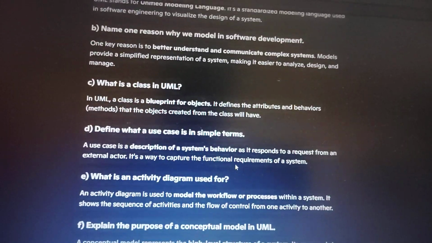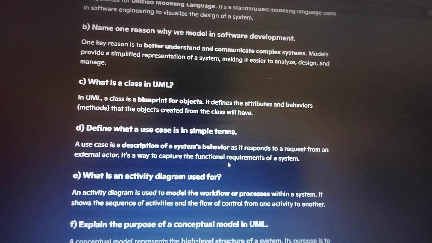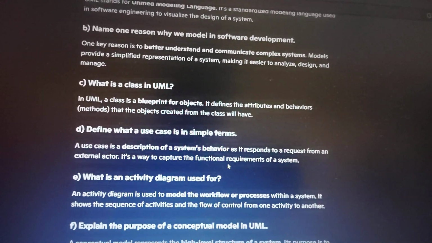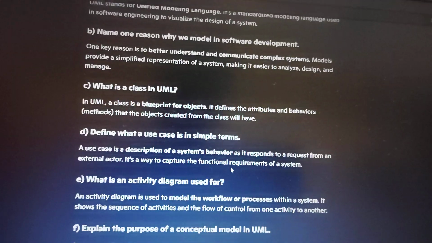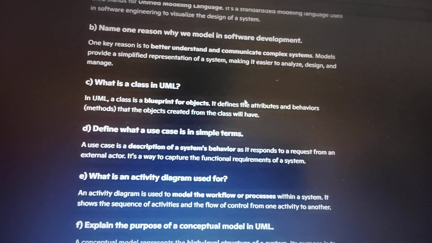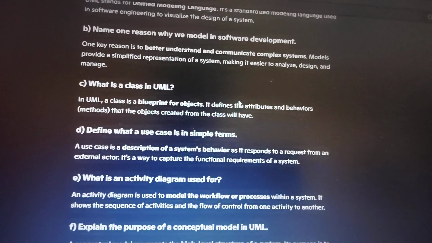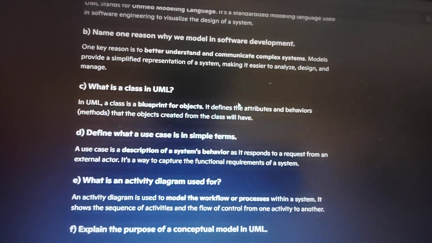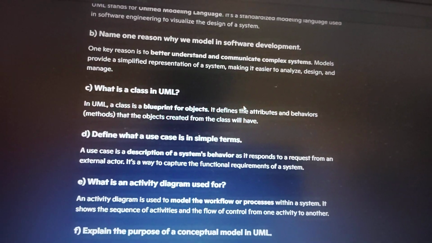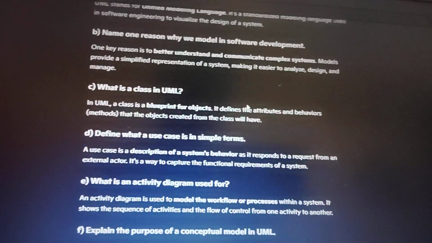Now let us go to the second one. Name one reason why we model in software development. Okay, this question is asking why we need to model in software development. They are asking the reason why we need to model. One key reason is for better understanding and communicating complex systems. In the sense, we need to communicate with the complex system. Models provide a simplified representation of a system, making it easier to analyze, design, and manage.